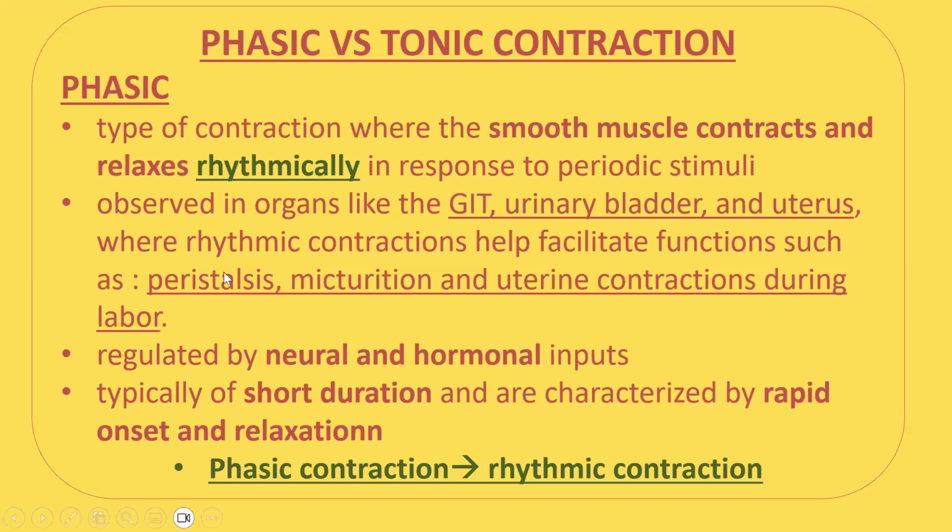This phasic contraction is regulated by two things: hormonal control, like in the uterus, and the endocrine system, like oxytocin and estrogen. Neural control is basically the neural fibers that are recruited in this area. The phasic contraction is of short duration. So you have one contraction after another in a rhythmic state, but each contraction itself is short.